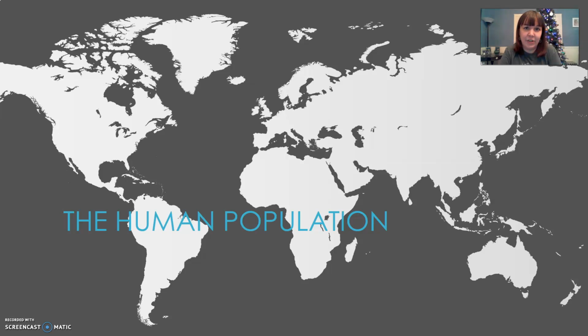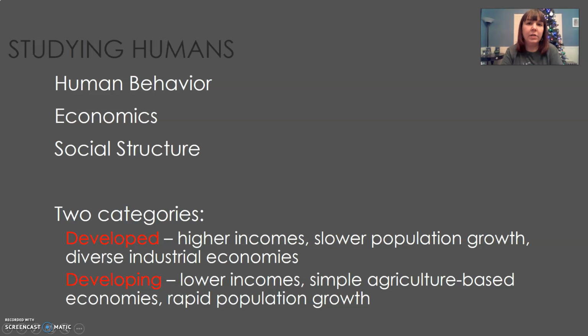With the last section, we talked about general population dynamics. Today, we're going to look deeper at the human population and how it differs between countries and areas and our different populations of people. So when we study people, we can look at several different things: their behavior, their economics, how they get the things that they need, and we can look at their social structure, which would be their family structure, or maybe how they live, the density, how many old people versus young people we have.